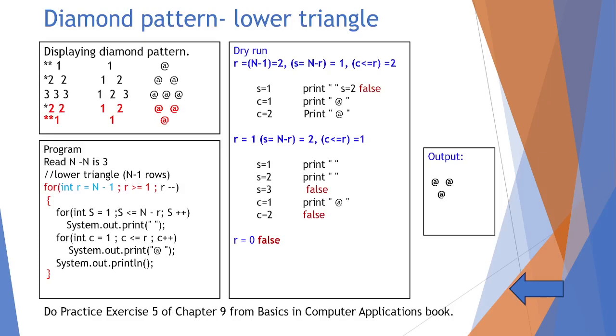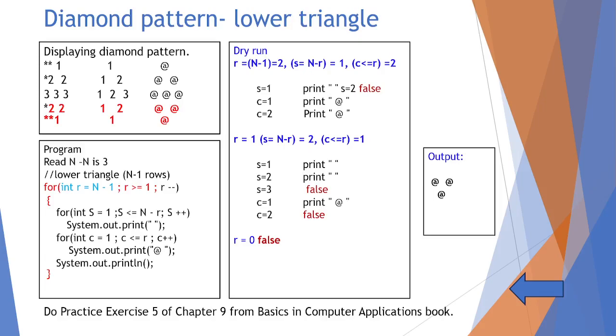See the diamond pattern lower triangle. Asterisk signs are nothing but our spaces. In the lower triangle, in the first row, one space is required, and in the last row, two spaces are required. How is it doing this? By just changing the for loop: n minus 1, r greater than or equal to 1, r minus minus. This is the lower triangle we have copied, pasted and changed.